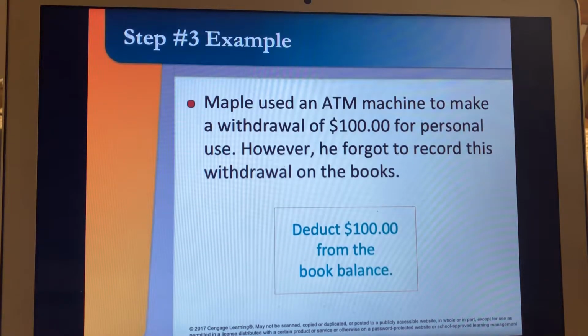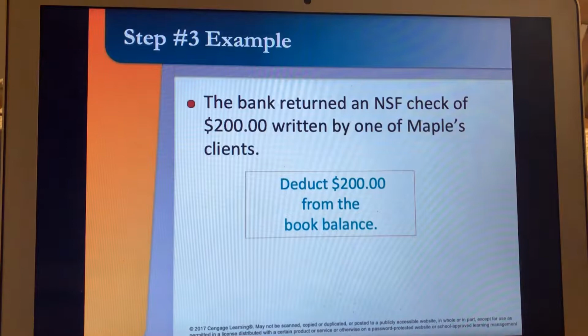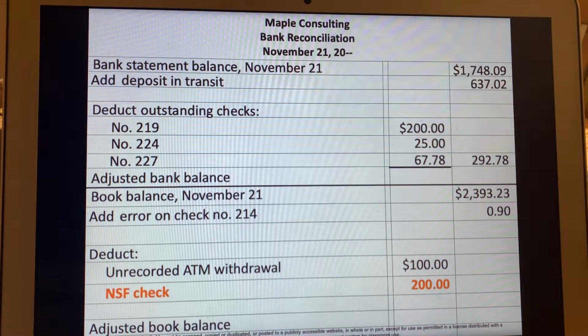So here's an example. Maple used an ATM machine to make a withdrawal of $100 for personal use. However, he forgot to record this withdrawal on the books, so deduct $100 from the book balance. So unrecorded ATM withdrawal, $100. The bank returned an NSF check of $200 written by one of Maple's clients. Deduct $200 from the book balance, so that goes as a deduction. NSF check recorded exactly like that for $200.